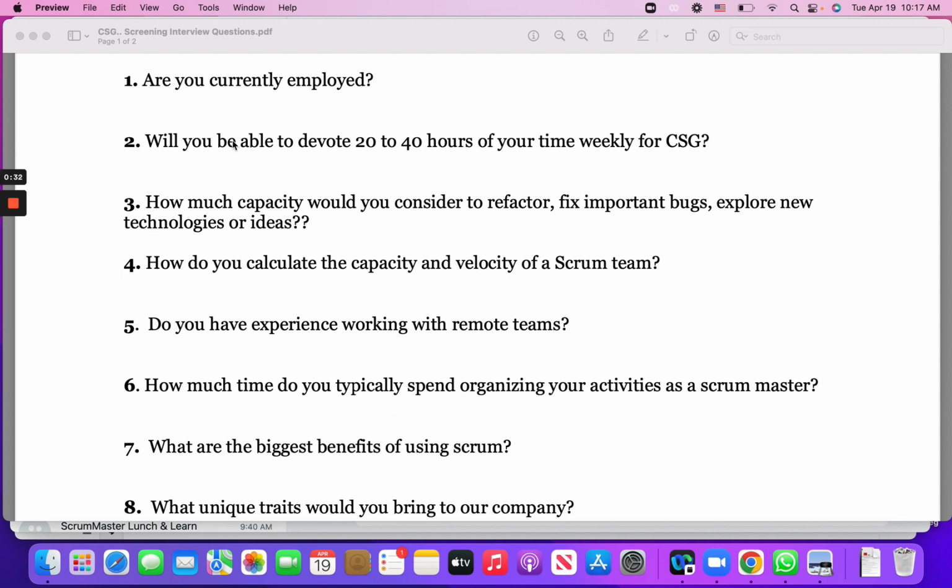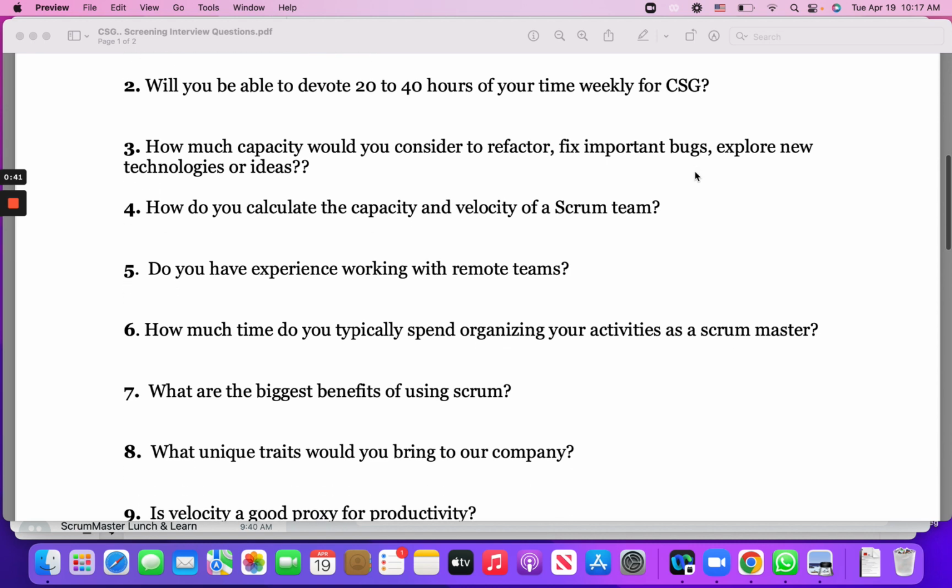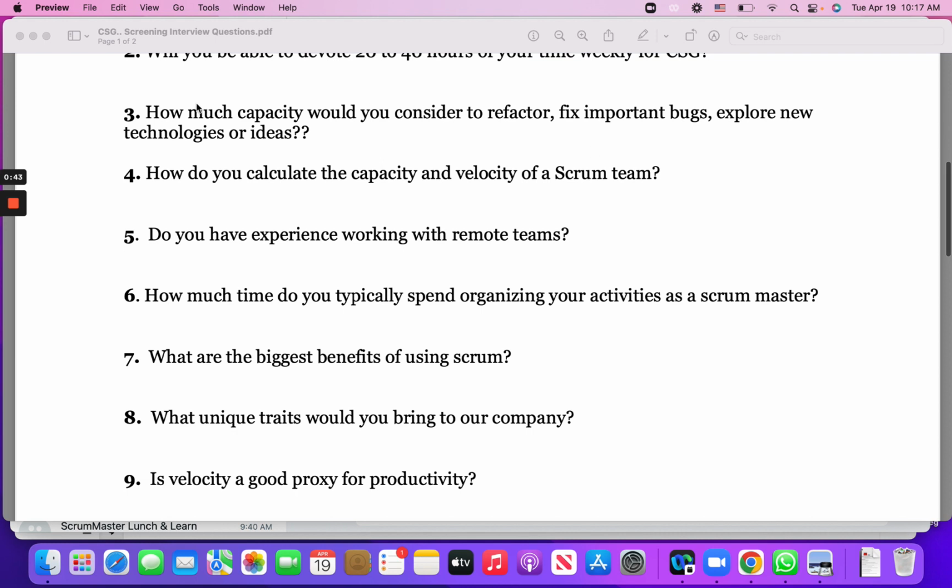The second question, will you be able to devote 20 to 40 hours of your time weekly for CSG? Yes. If not, there's no need for you to apply for the job, right? The third question, how much capacity would you consider to refactor, fix important bugs, explore new technologies or ideas? I'm going to put 10 to 20% maximum. You want to invest about 80% to do the work, so for refactoring I'm going to put about 10 to 20%.